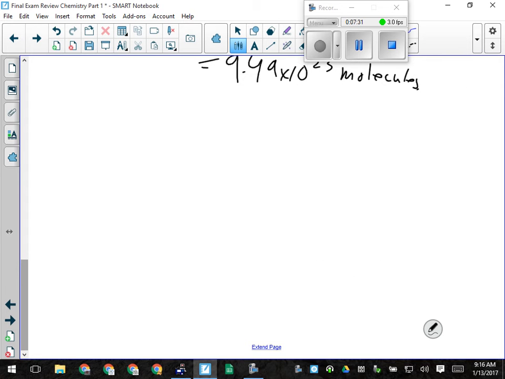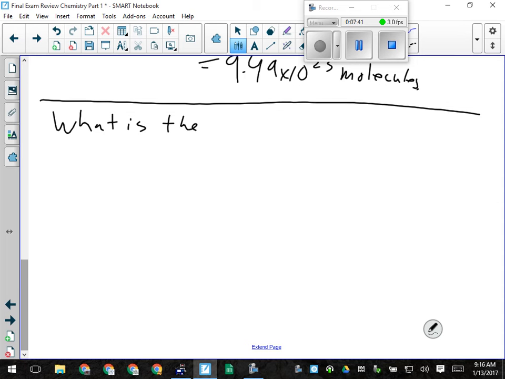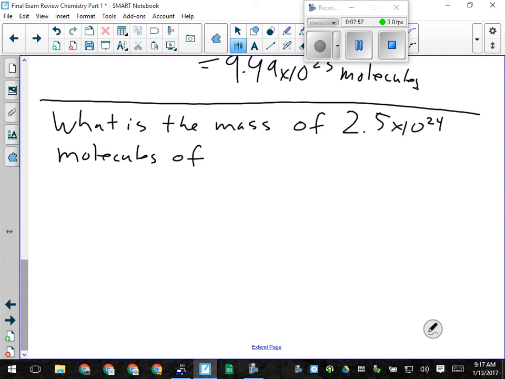There's only four ways for me to ask a mole equation question. I've done three. So here's the last one. We are looking for the mass of 2.5 times 10 to the 24 molecules of hydrogen chloride. If I want to be able to calculate mass, I need number of moles and molar mass.